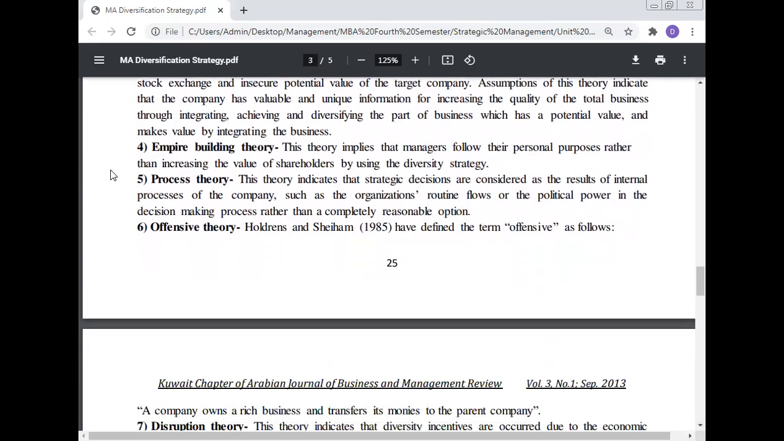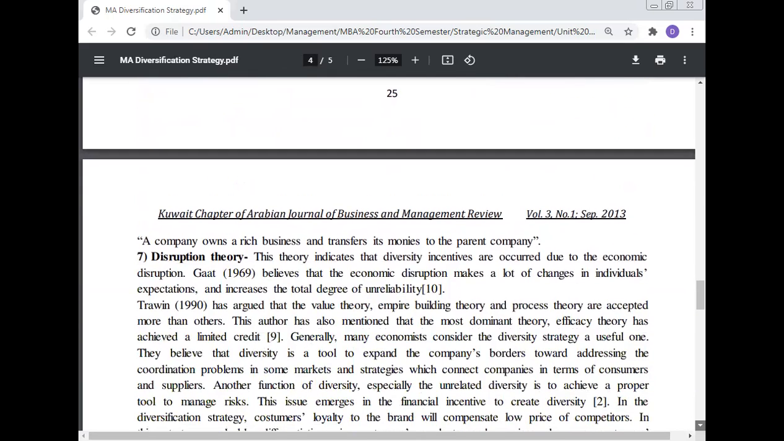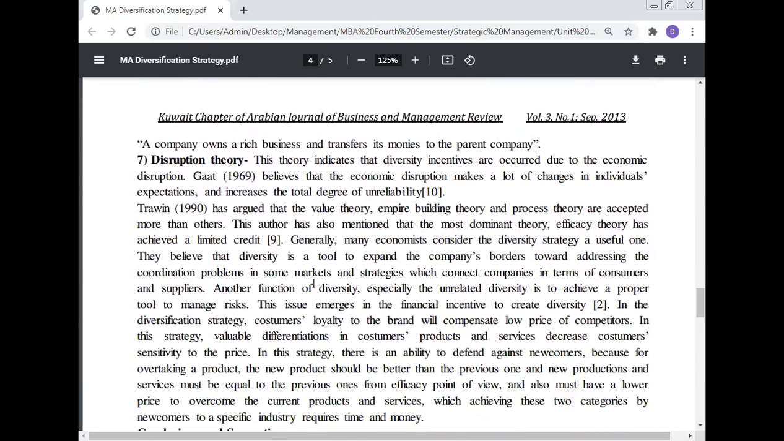Empire building theory. This theory implies that managers follow their personal purposes rather than increasing the value of the stakeholder by using the diversity strategy. Process theory. This theory indicates that strategic decisions are considered the results of the internal processes of the company, such as the organization's routine flow or the political power in the decision-making process, rather than a completely reasonable option. Offensive theory. Holders and Sinam have defined the term offensive as follows. A company wants a rich business and transfers its money to the parent company.